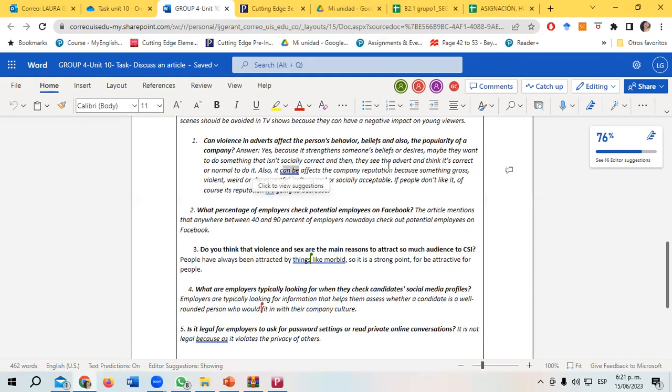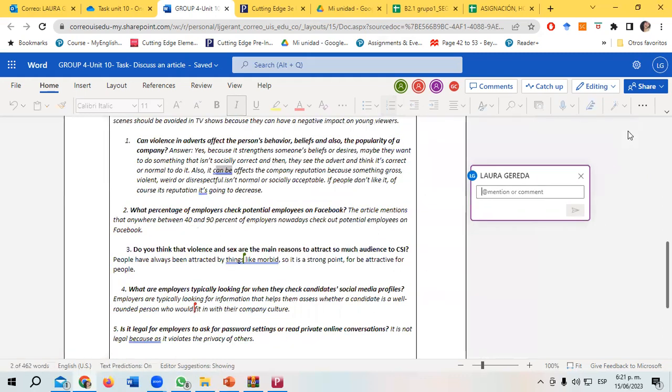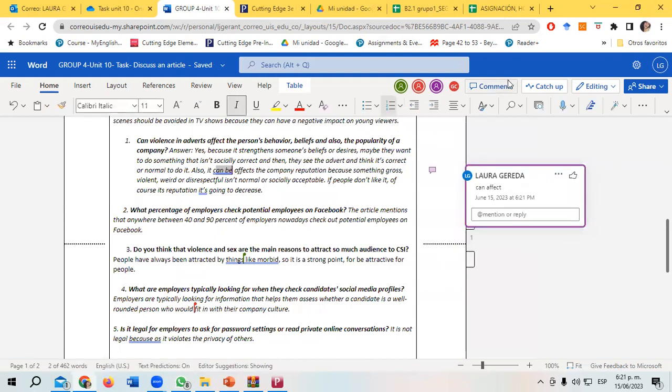The second one: what percentage of employers check potential employees on Facebook? The article mentions that anywhere between 40 and 90% of employers nowadays check out potential employees on Facebook. The third one is, do you think that violence and sex are the main reasons to attract so much audience to CSI?